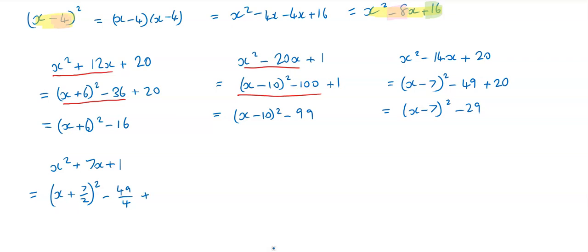Plus 1. Instead of plus 1, I can be a bit faster, a bit sneakier, and say, well, that's plus 4/4, because I know I'm going to then have to add that. (x + 7/2)^2 - 45/4.